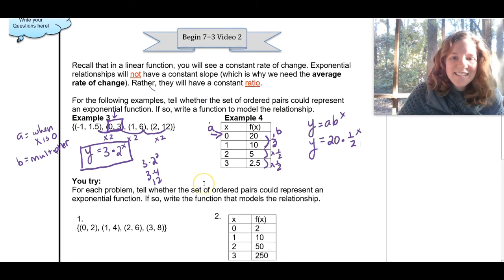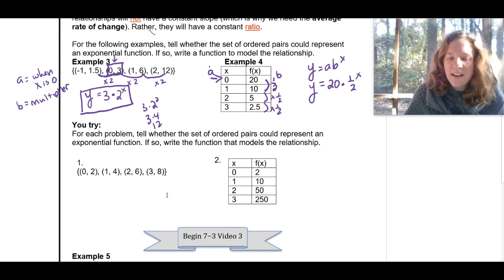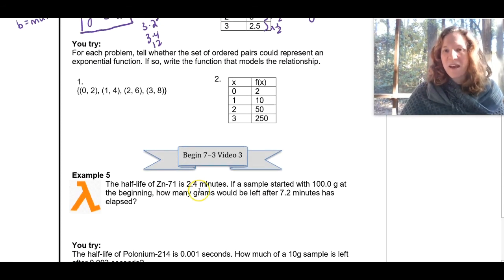All right, you guys go ahead and try a couple for yourself, and I'll see you back on the other side to do some half-life problems.